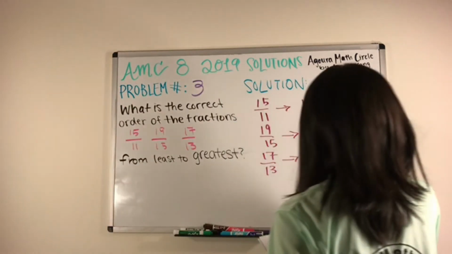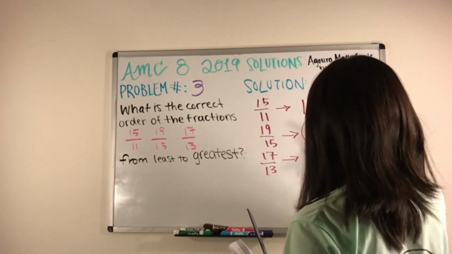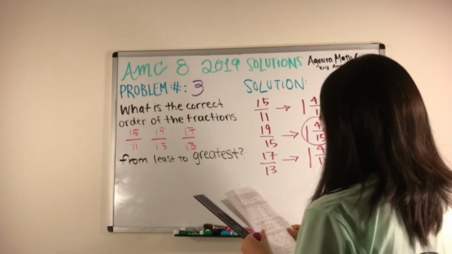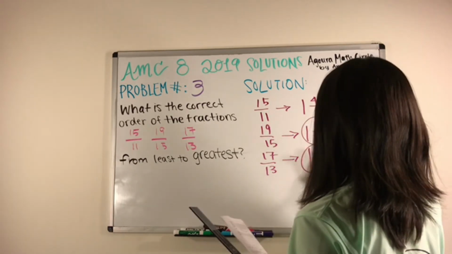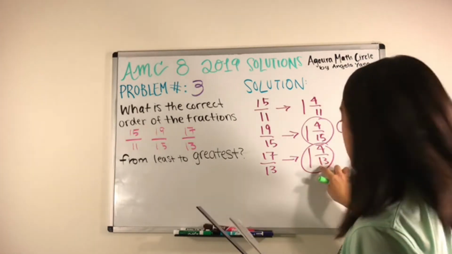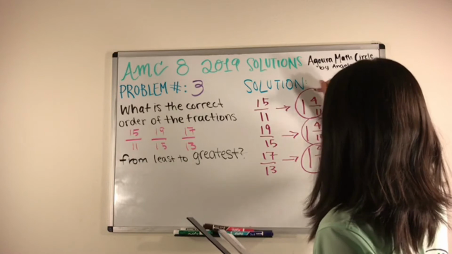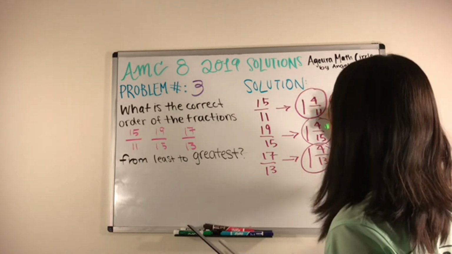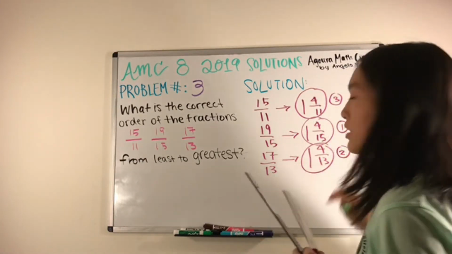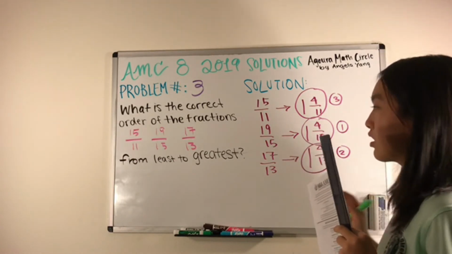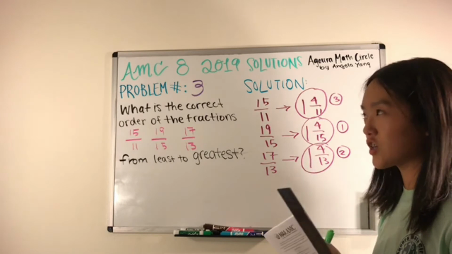So that would mean that this would be number 1 in the order, because it would be the smallest. And then this would be number 2, because it has the second largest denominator compared to 11. And then this would be number 3 because it has the least denominator among all of these. Because the greater the denominator, the less the value of the fraction.